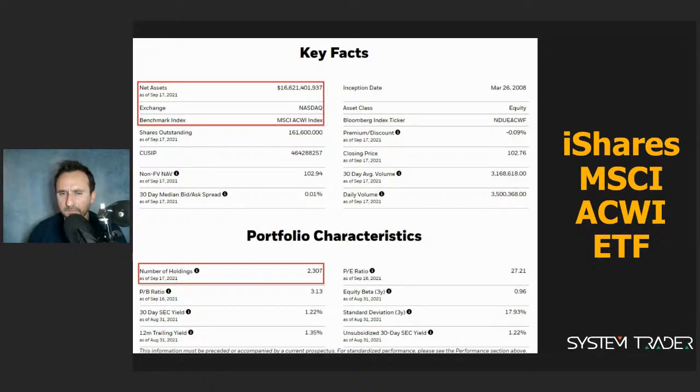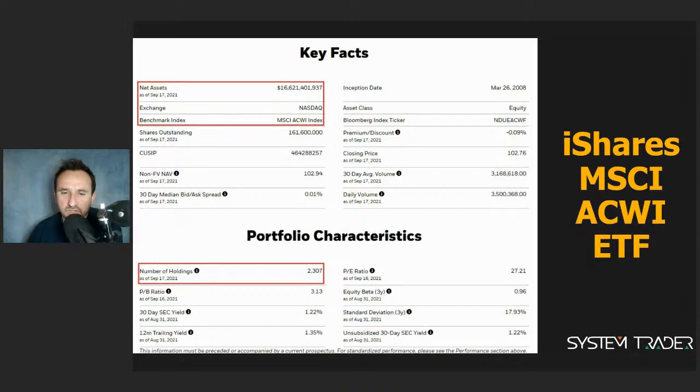So basically, in that ETF, you have a global exposure to the stock market. And as we can see here, there are some key facts about such an ETF. The net assets of that portfolio are 16 billion dollars. It's listed on Nasdaq, and there are over 2,000 companies in that ETF.